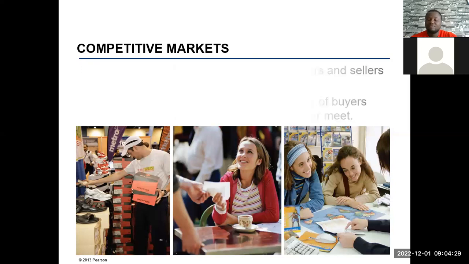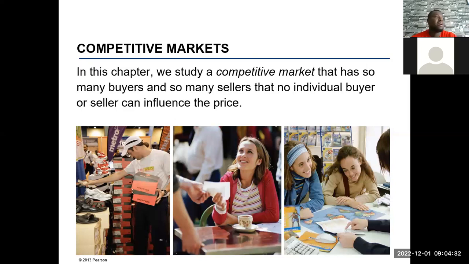Okay, so for competitive markets, these are markets that have a lot of buyers and sellers. We have a lot of people selling and a lot of people buying. And the effect of such a market is that no single buyer or seller has the power to control price. Because we have many buyers and sellers, no single seller, no single consumer can actually control the market price. So the market price is determined by the market forces. What's the quantity that people are buying? What's the quantity that people are selling? That will determine the price at which the good will be traded. So that is competitive markets.